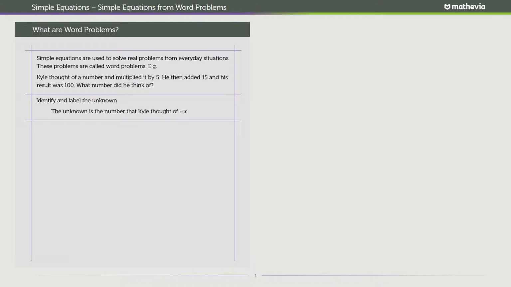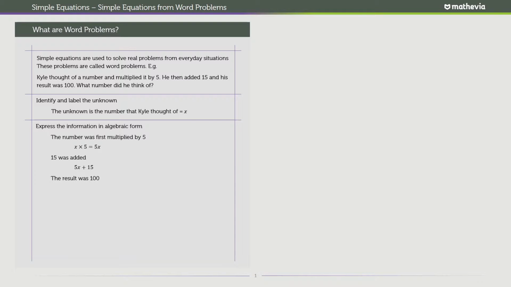Now, after identifying our unknown, we need to understand exactly what our unknown is doing in the word problem. So first we have that the number was multiplied by 5. We need to express the information in the question in algebraic form. So we have our number x, our unknown, and we've been told that our unknown was multiplied by 5. So we have x times 5 equals 5x. And then the next bit of information: 15 was added to the number. So we have 5x plus 15. First we multiplied by 5, and then we added 15 to it. So at this point, we have 5x plus 15.